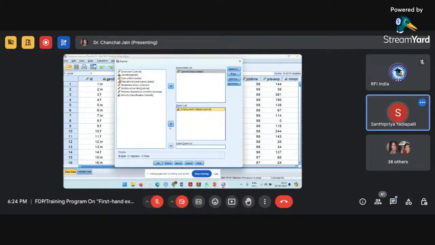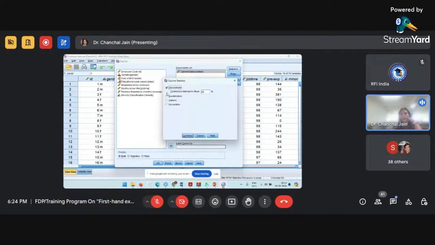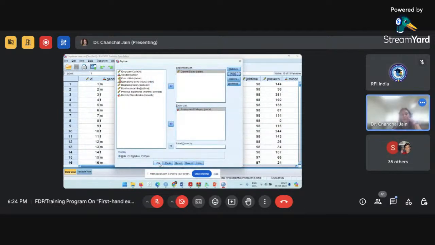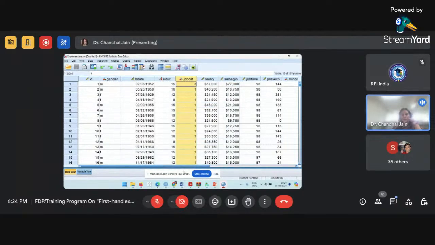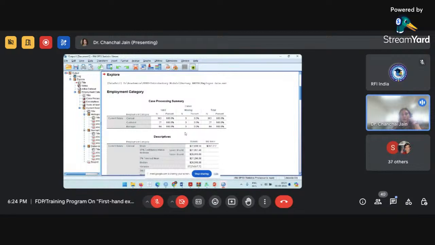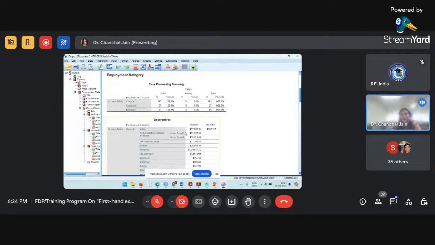Yes, ma'am. Further, we will click on Statistics, but we will go with the default option, so press Continue. Click on the Plots button. There, I am deselecting stem-and-leaf and selecting the histogram, then selecting normality plots with tests. Fine. Then click on Continue, then press OK to get the output. So this output is generated in the output viewer. I hope it is visible to everyone.